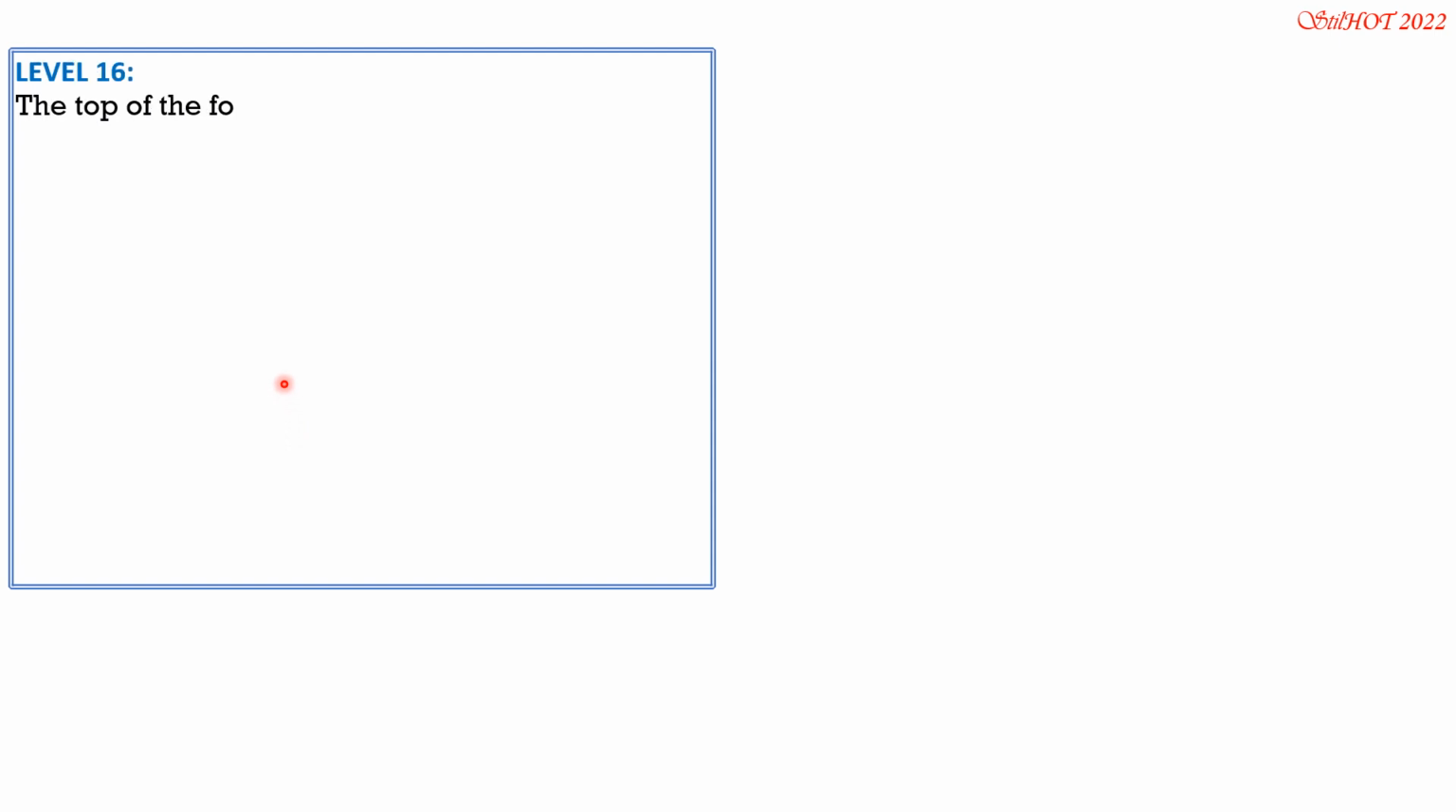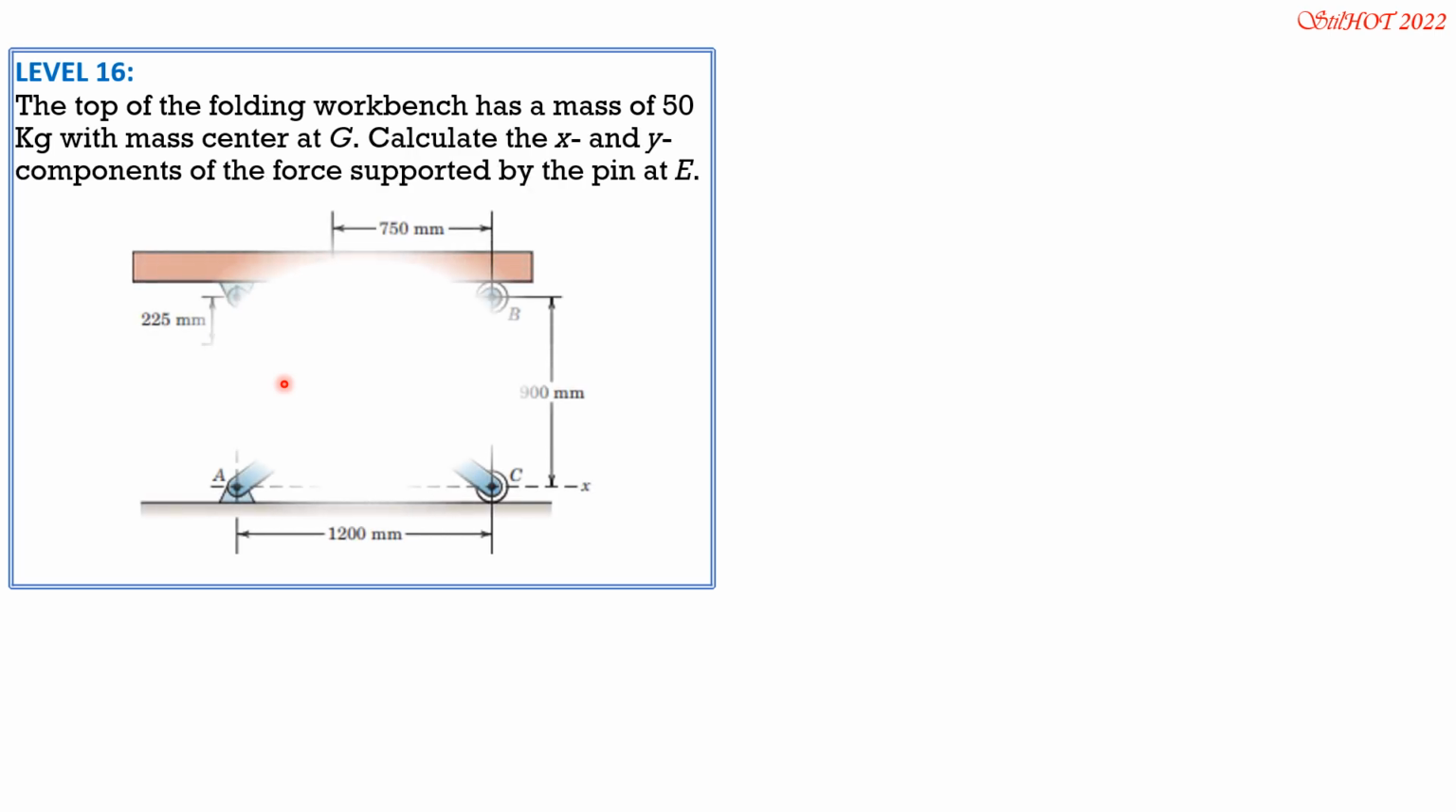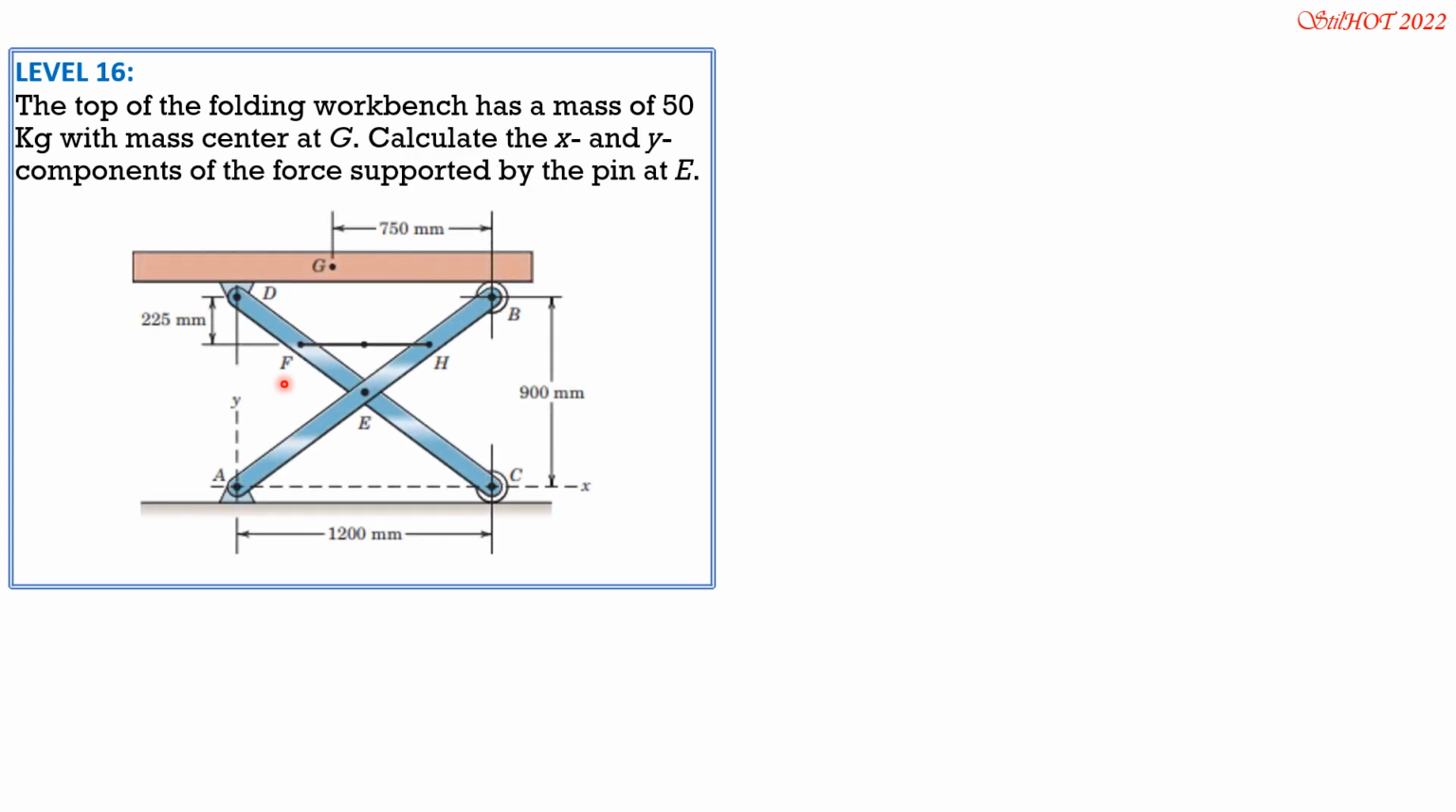Problem 16: the top of the folding workbench has a mass of 50 kilograms with mass center at G. Calculate the X and Y components of the force supported by the pin at E. So this is the pin at E. So we put the weight, 50 times 9.81 newtons.